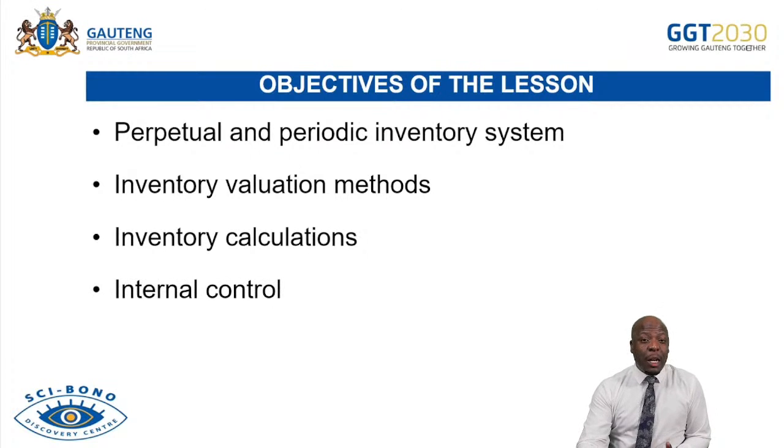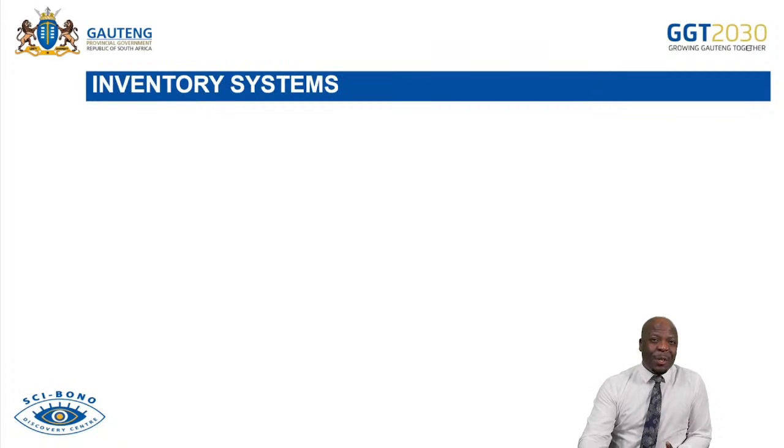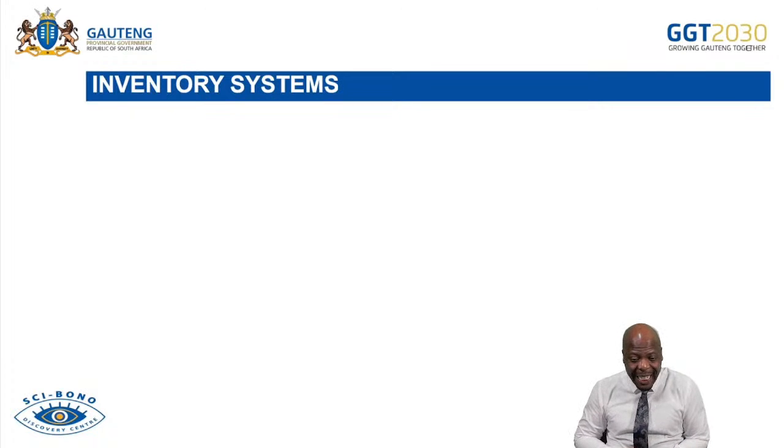I also speak to internal control. What happens when stock goes missing? What can we do? And in some cases, we can be given questions where there are challenges with particular departments or particular shops, and how then can we solve such problems? All right, so to begin with, I'm going to talk on inventory systems.